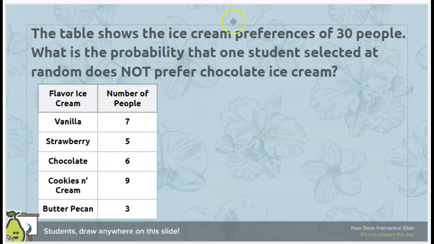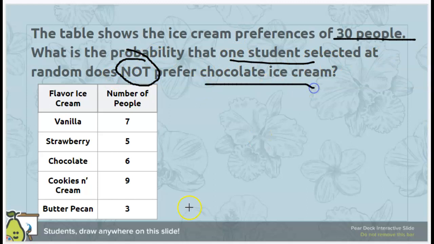Okay, so this one says the table shows the ice cream preferences of 30 people. So let me count this really quick and make sure. 7 plus 5 is 12. That would be 18. And then 18 plus 9 is 27, plus 3 is 30. Okay, good. So it does say 30. That is correct. What is the probability that one student selected at random does not prefer chocolate ice cream?